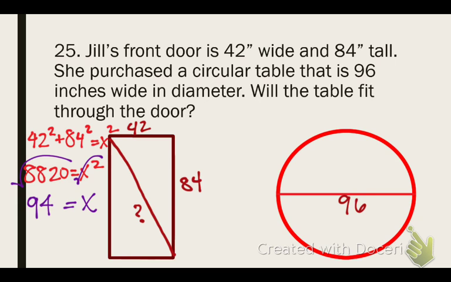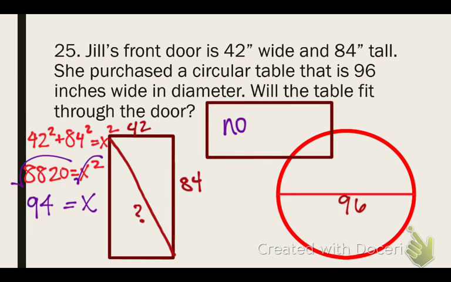So here is where your answer comes in. Did it ask the measure of the diagonal? No. It says, will the table fit through the door? Will it? No. And you need to tell me why. So it'd be a no. I'm not going to write it all. A no because the diagonal is not long enough to fit a 96-inch diameter. Something to that extent.